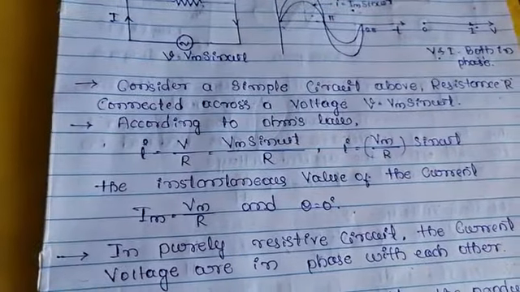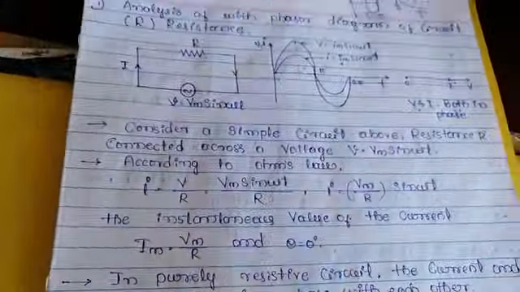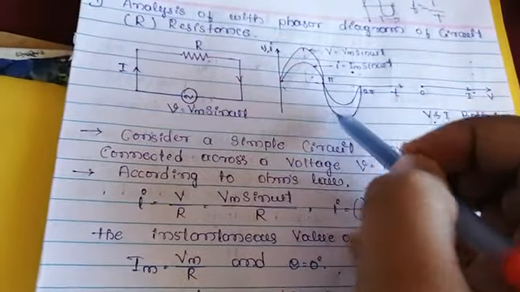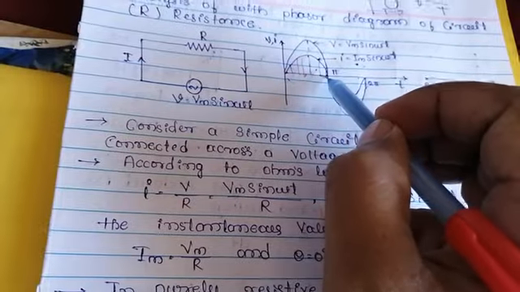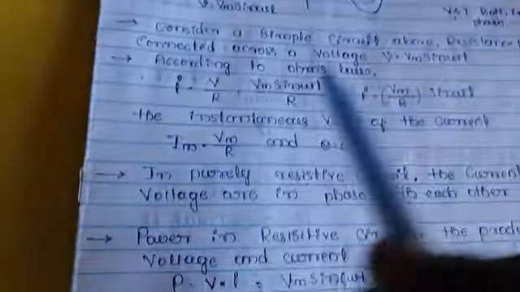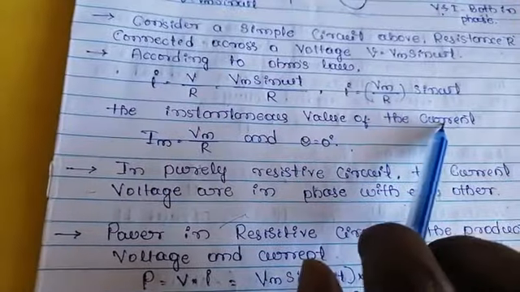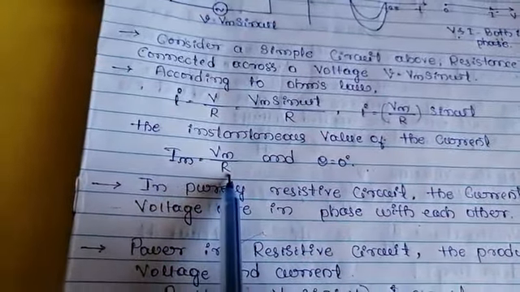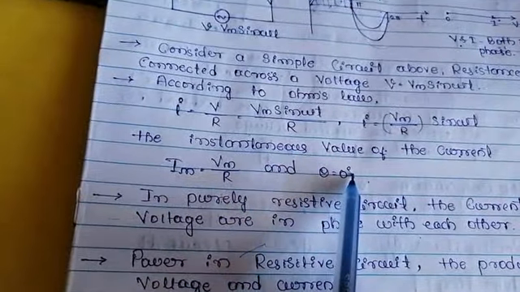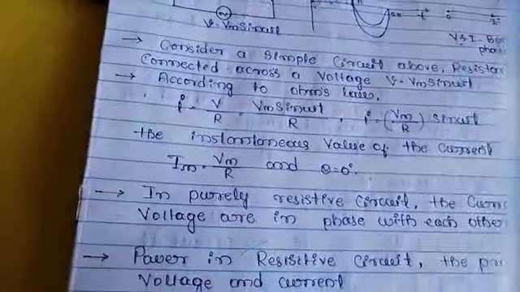Instantaneous value means the value at any instant. For example, a waveform is moving, and at any instant, meaning any particular angle, we have to study the value. The instantaneous value of current: Im = Vm divided by R, and θ is 0. It may also be 90 degrees, 60 degrees, 40 degrees.